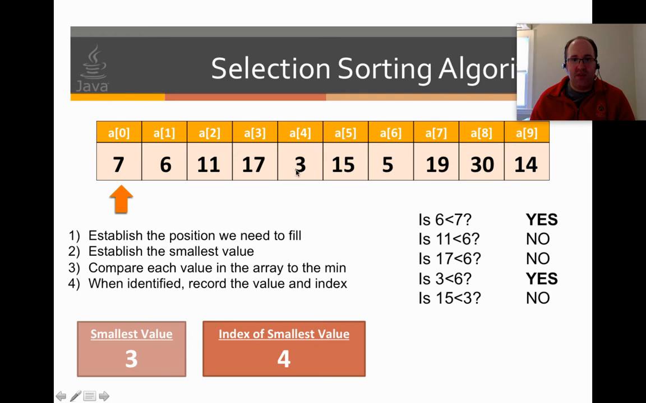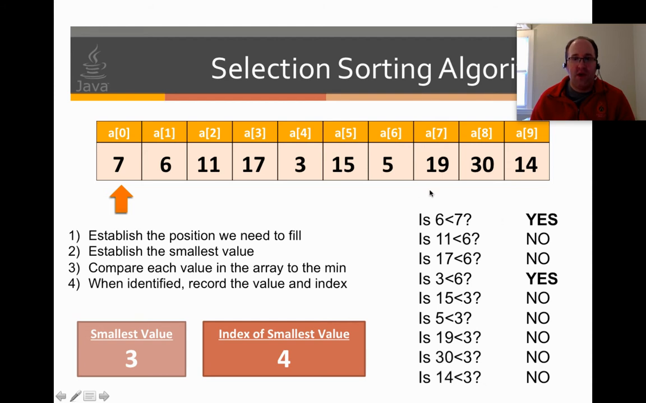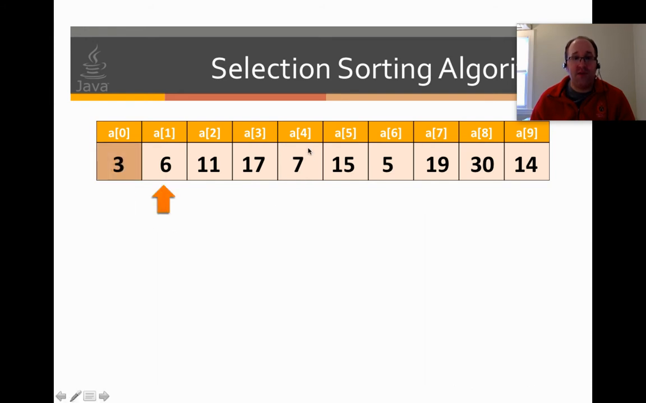Is the 15 smaller than the 3? No, it's not. Is the 5 smaller than the 3? No, it's not. 19, 34. No. All right. So we now know that the smallest known value in the array is 3. We want the 3 to show up here in position 0. So what's going to happen is we're now going to swap the values. The 3 now moves to position 0, and 7 moves here to position 4. We will now consider the 3 to be in its proper spot in the array. It has been efficiently sorted at this point.